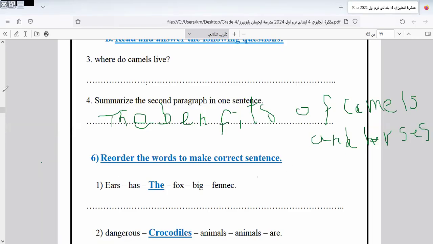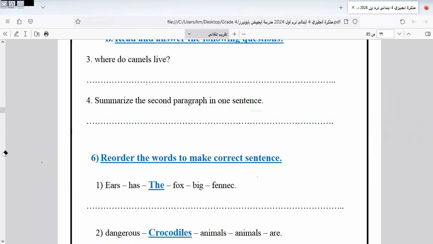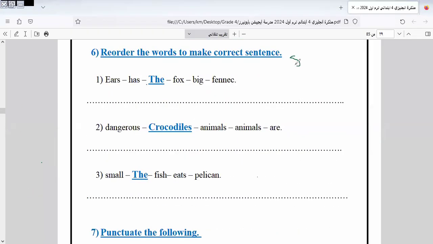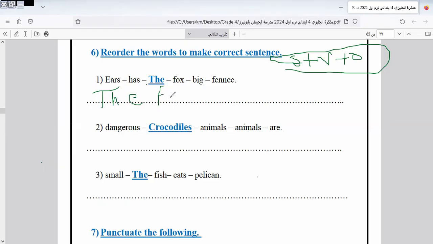Let's go to another one here. Here, as we told, subject plus verb plus object. Don't forget to write this rule, okay? When we answer this question, the answer will be what? It will be: the fennec fox has big ears. And I put a full stop at the end of the sentence.